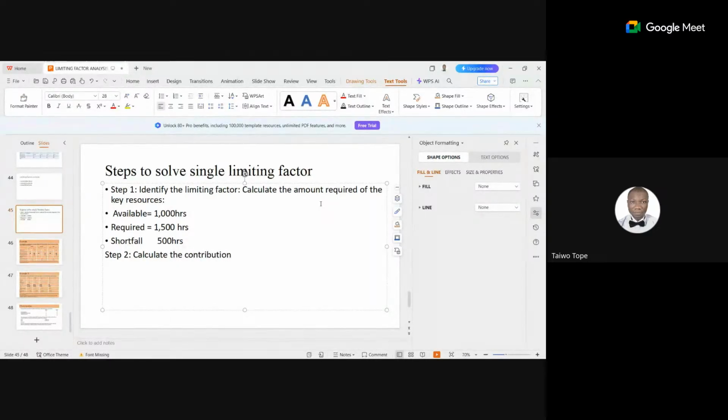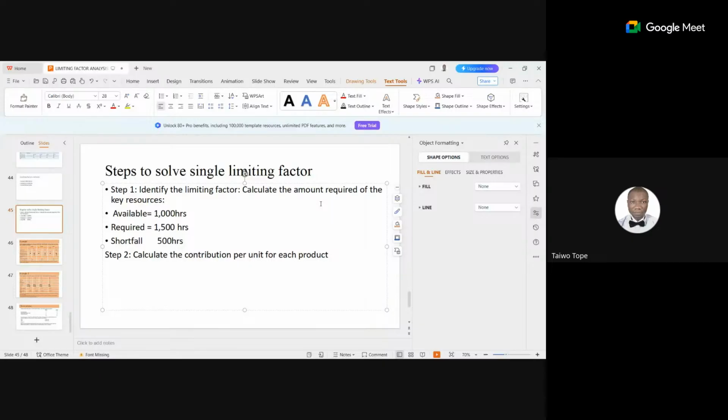Calculate the contribution per unit for each product. The contribution per unit for each product. And how do you do that? How do you calculate contribution per unit for each product?